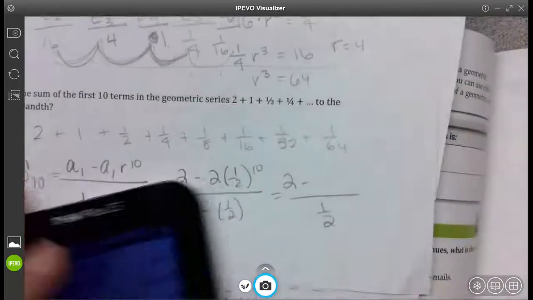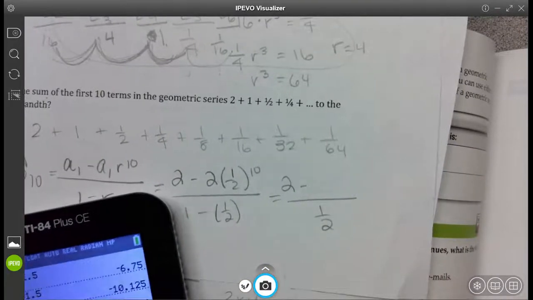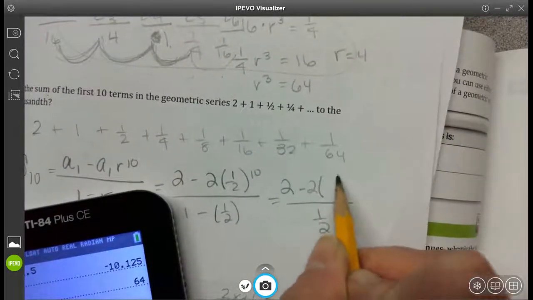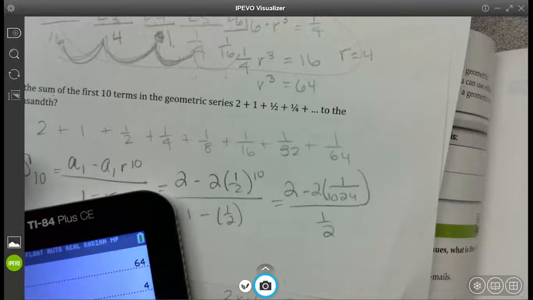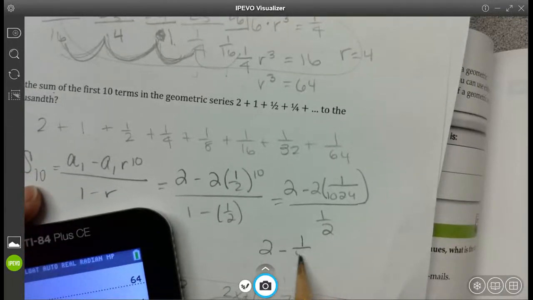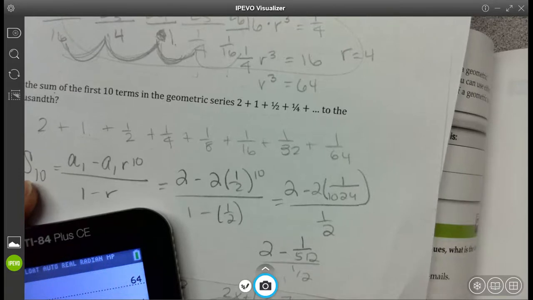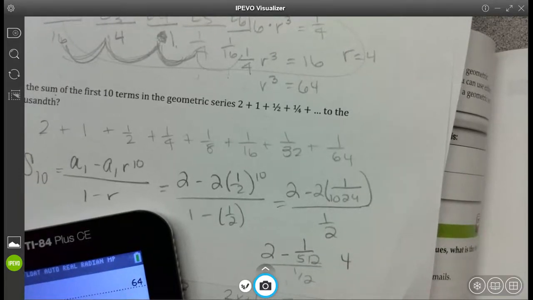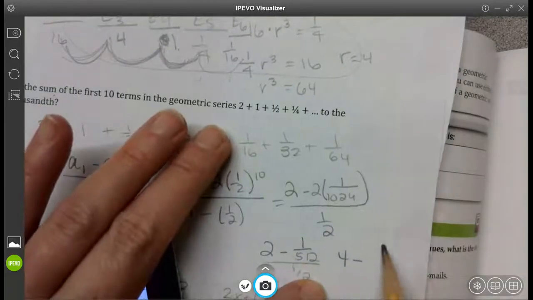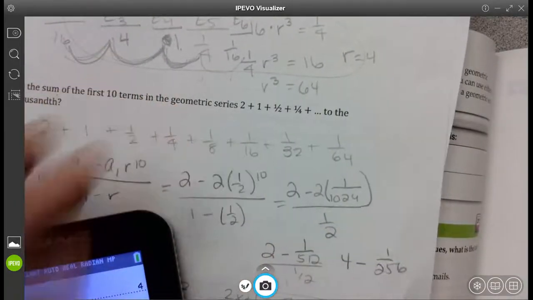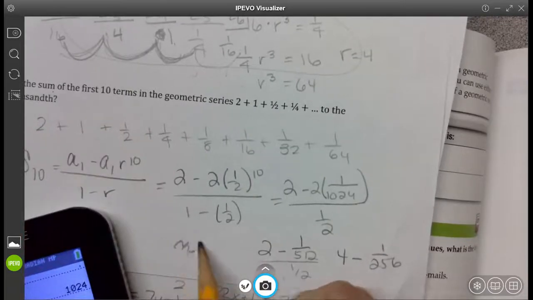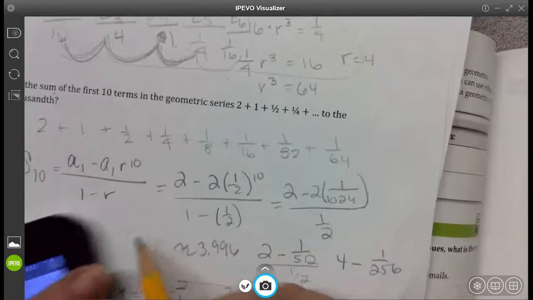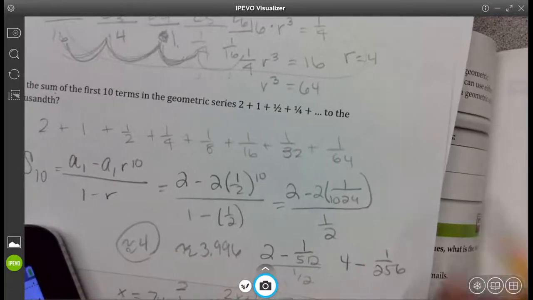So 1/2 to the 10th, let's just do it this way. 2 to the 10th is this number. 2 over that. So you could just simplify it, make it 1 over 512. But you're timesing it by 2. So it's 4 minus 1 over 256. And it's about 3.996. So about 4, either one. So you just have to recognize it on your midterm.